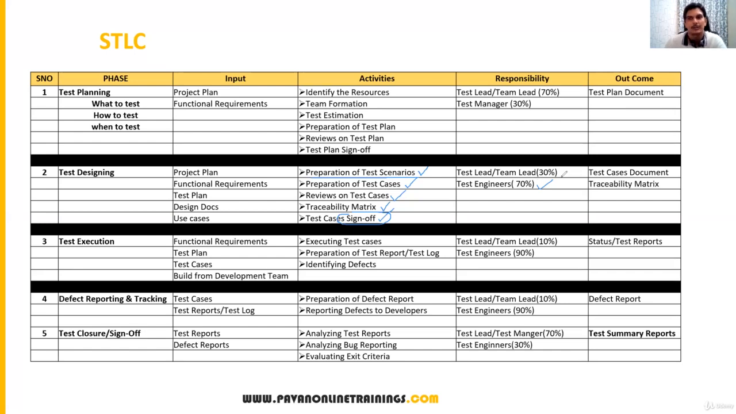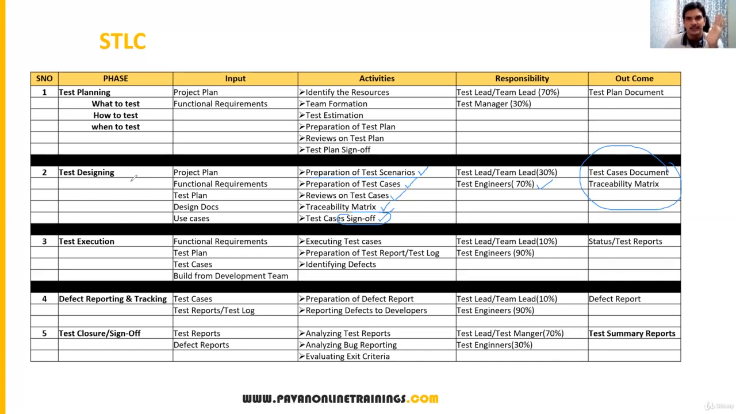Okay. And the outcome is what? Once you complete test designing, what will you get as the outcome? Test cases document signed off. Test cases document will be approved. Signed off document we will get as an outcome, and traceability matrix also. So these are the two documents we will get as an outcome after completion of the test designing phase.